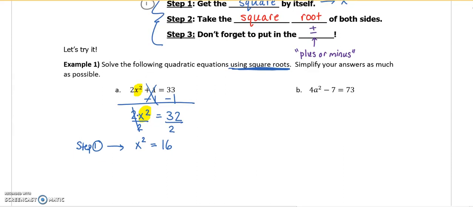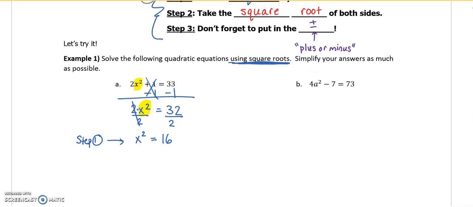Okay, then step 2 is to take the square root of both sides. So I'm going to take the square root of both sides. And that right there, that's step 2. Okay, now when I take the square root of both sides, this is where step 3 comes in. We always remember that plus or minus. So I am going to put a plus or minus in front of the square root on my other side. And that is step 3. So you can see all 3 steps going on here. Alright, what happens is the square root and the square, they cancel out.